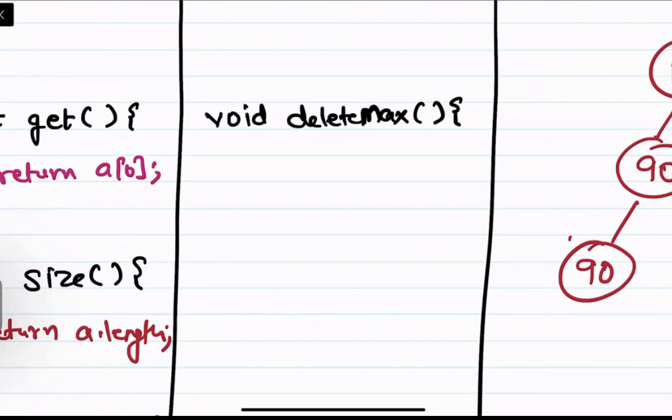Will you swap or you will just copy? Just replace. Will replace, right? No swap. Anyways, maximum is going to be deleted, so why care about swapping? A of 0 will be swapped with A of A dot size minus 1. You're just copying the last value here. Is this clear?